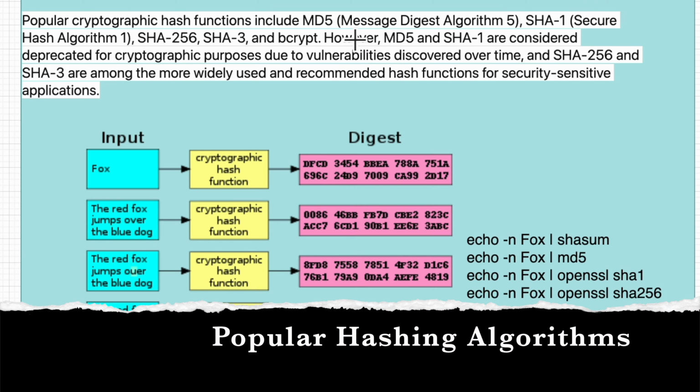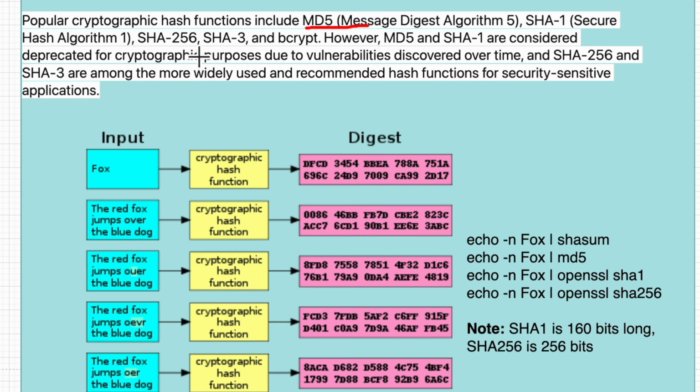So these are some of the popular algorithms for hashing: MD5, SHA-1, SHA-256, SHA-3, bcrypt. What is recommended is that SHA-256 and SHA-3 are among the more widely used and recommended hash functions. Why they are more recommended is because the others have been found to have some vulnerabilities.